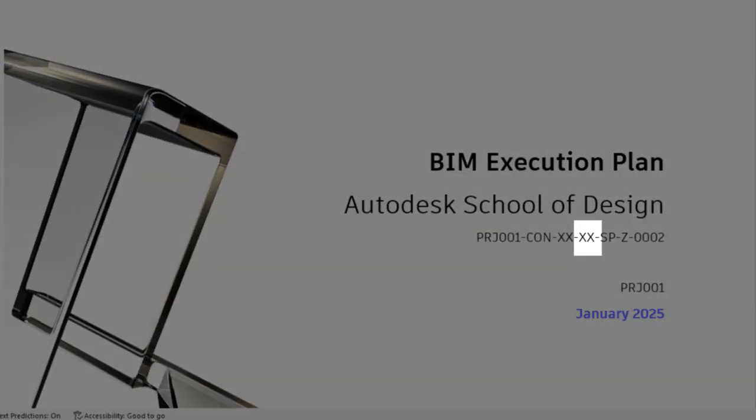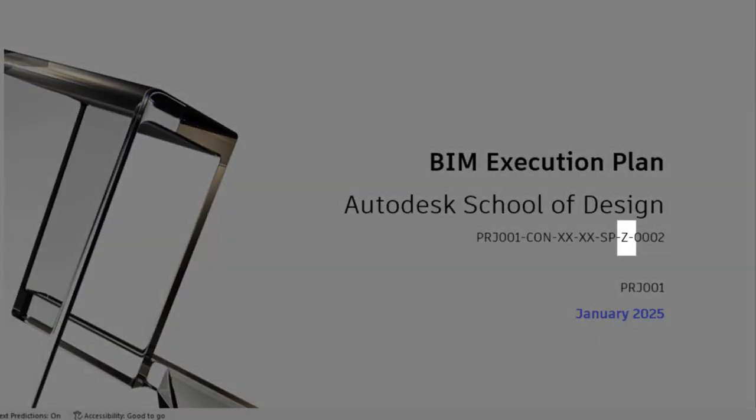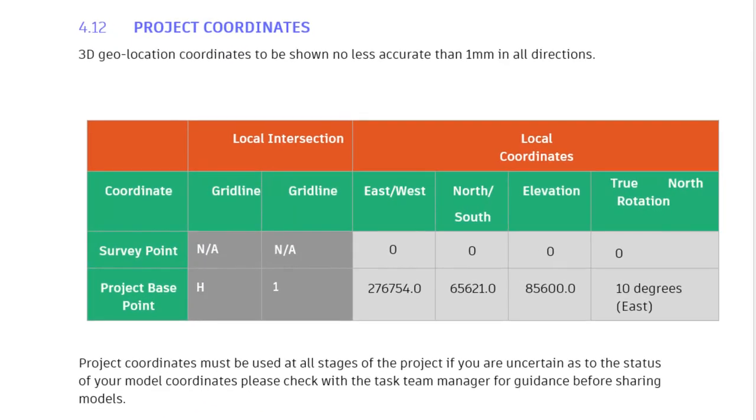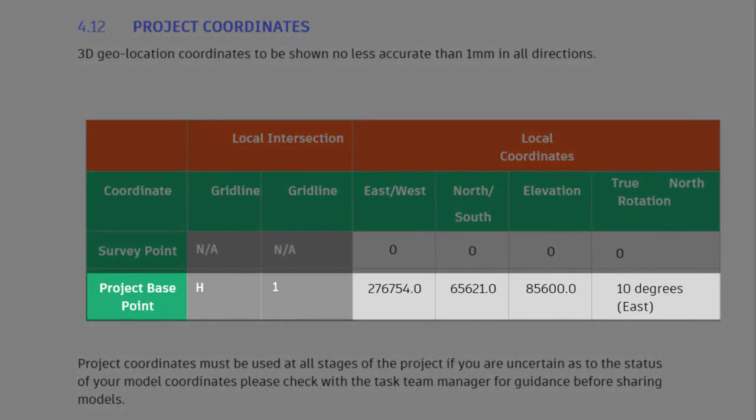Again, it doesn't relate to a specific level, so XX. A BIM execution plan is a type of specification, so SP, and relates to more than one discipline, so Z for general or generic, and 0002 for the sequential number. Inside the BEP, scroll to section 4.12, containing the project coordinate information.